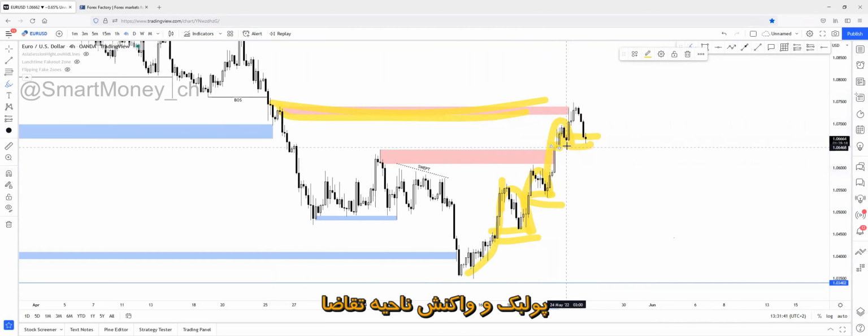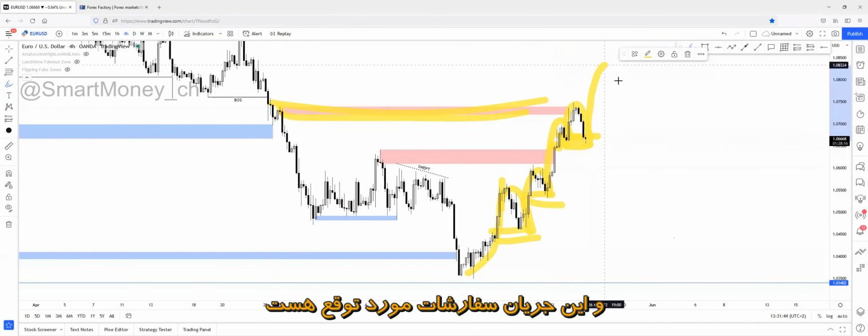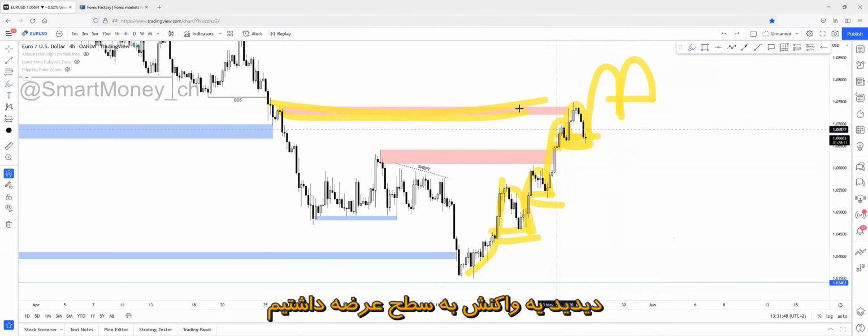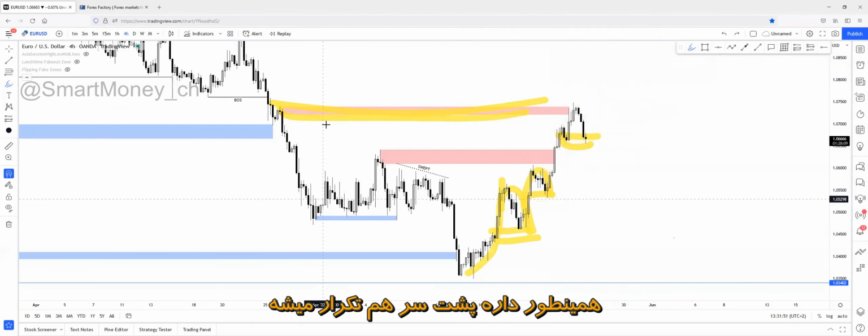Inefficient movements, pullback, demand reactions, inefficient pullback, demand reaction. And this is the expectation order for us that we can follow on the higher time frame. And as you can see, of course, there were supply reactions over and over again.